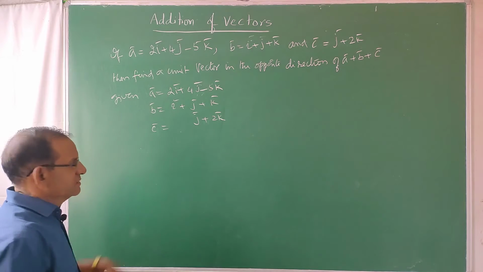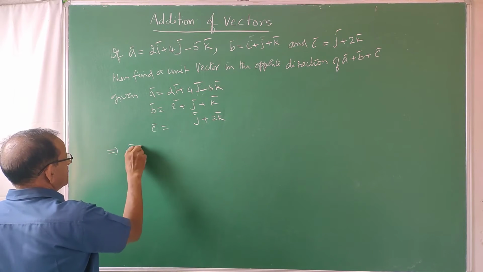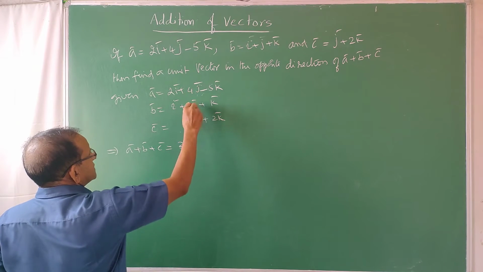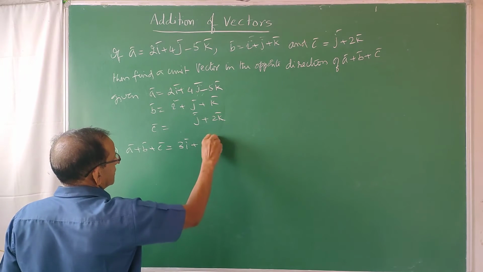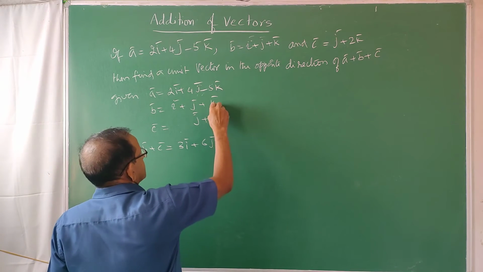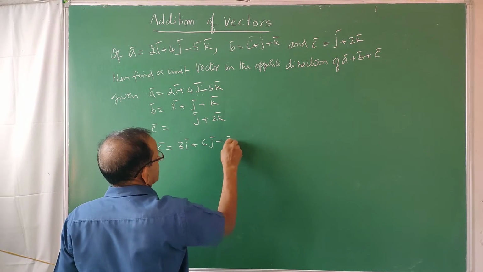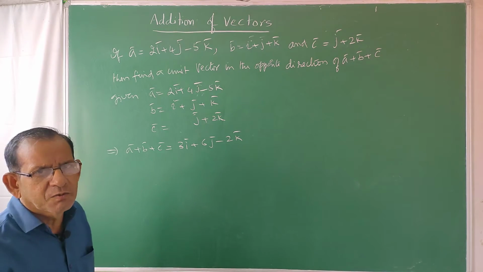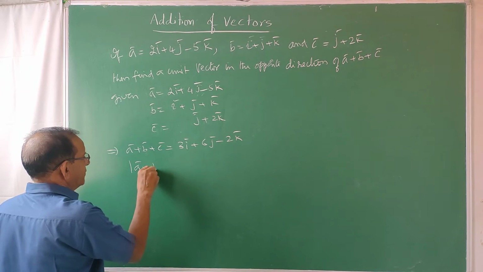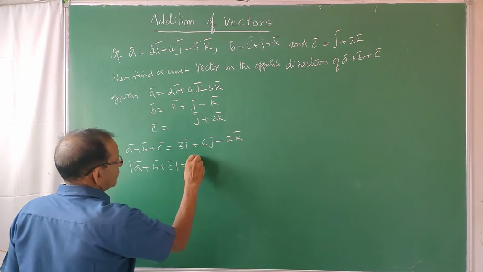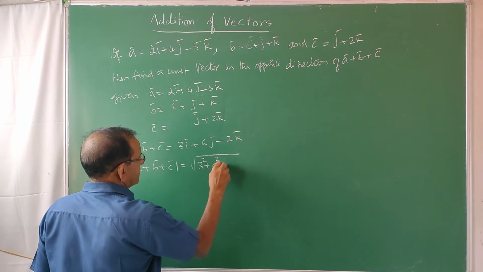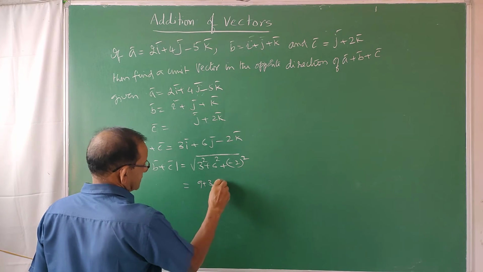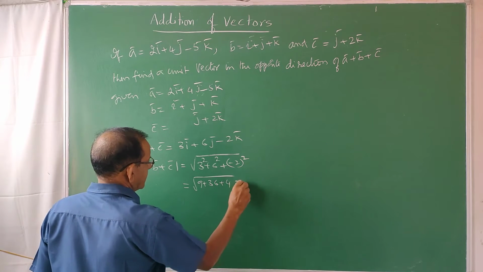Now add these 3 vectors, implies a bar plus b bar plus c bar is equal to 2i plus i, 3i, 4j plus j, that is 6j bar, 2k plus k, 3k minus 5k, that is minus 2k bar. This is a bar plus b bar plus c bar. We have to find out its magnitude, modulus. Modulus of a bar plus b bar plus c bar is root of 3 square plus 6 square plus minus 2 whole square. So this is 9 plus 36 plus 4 means root 49 equal to 7.